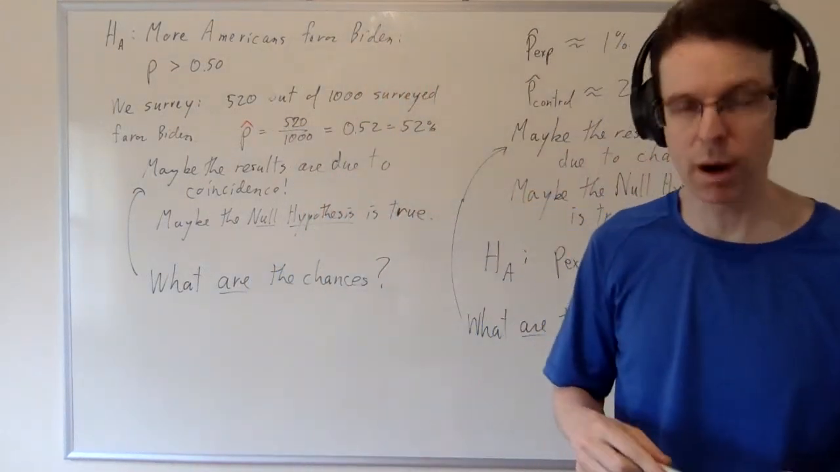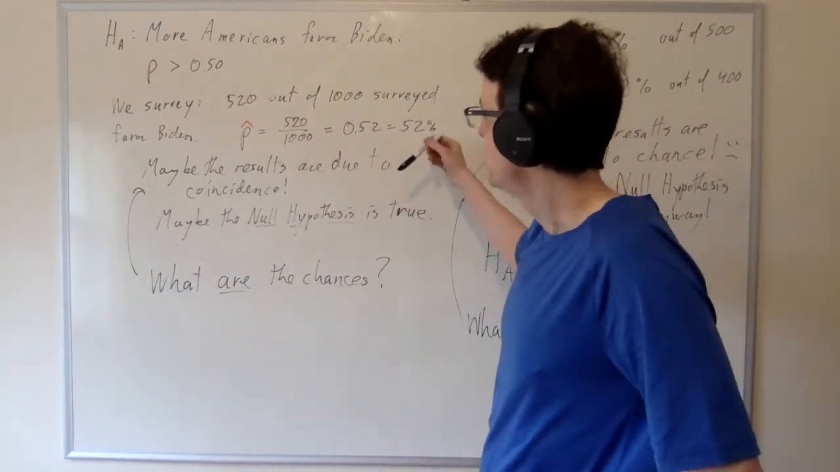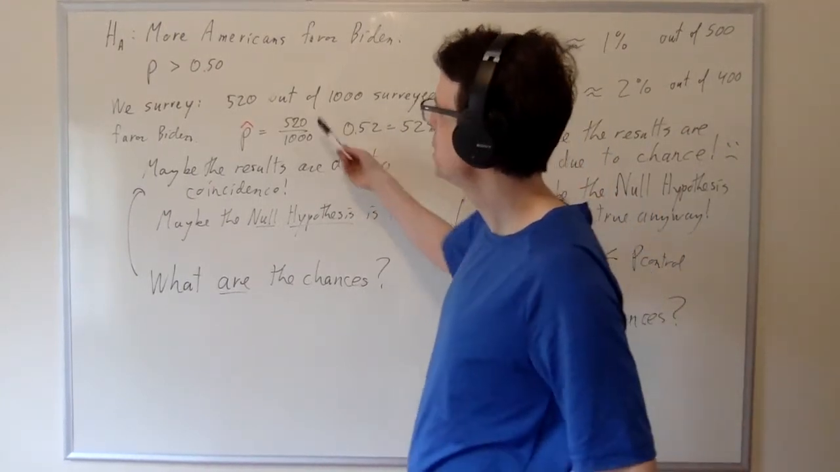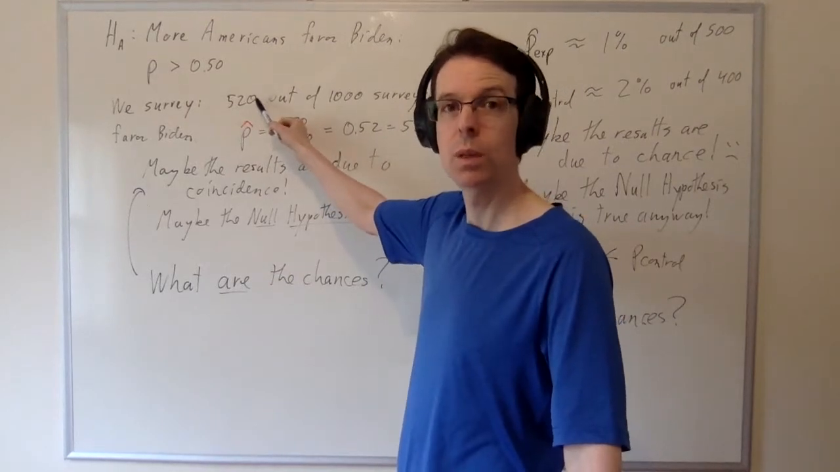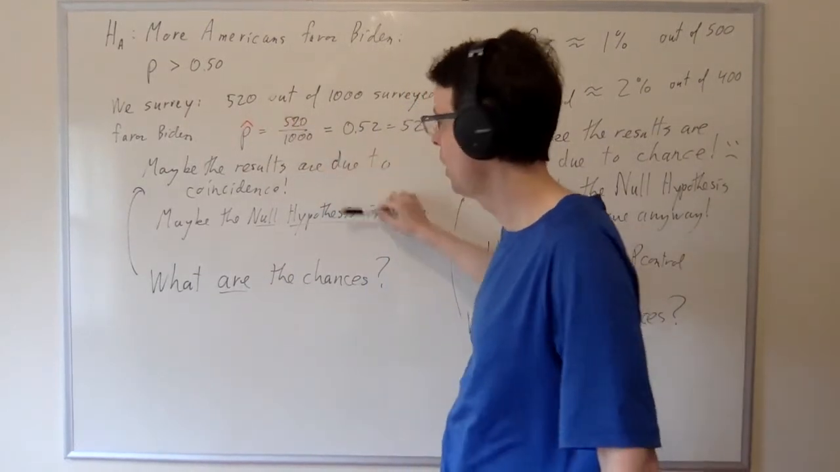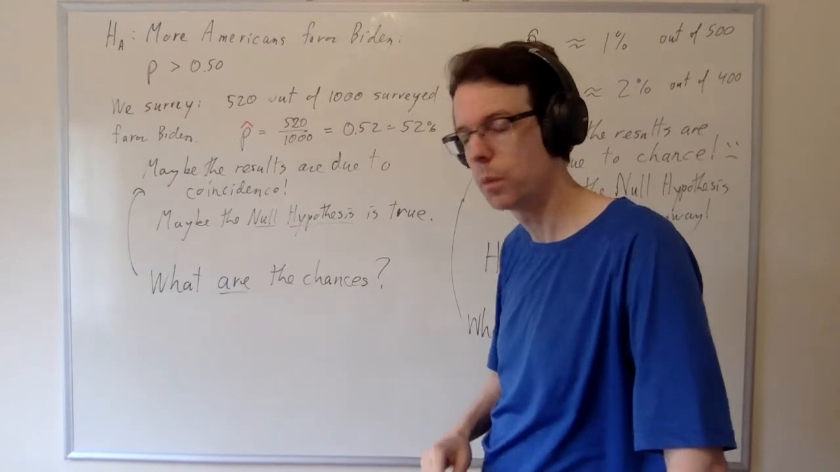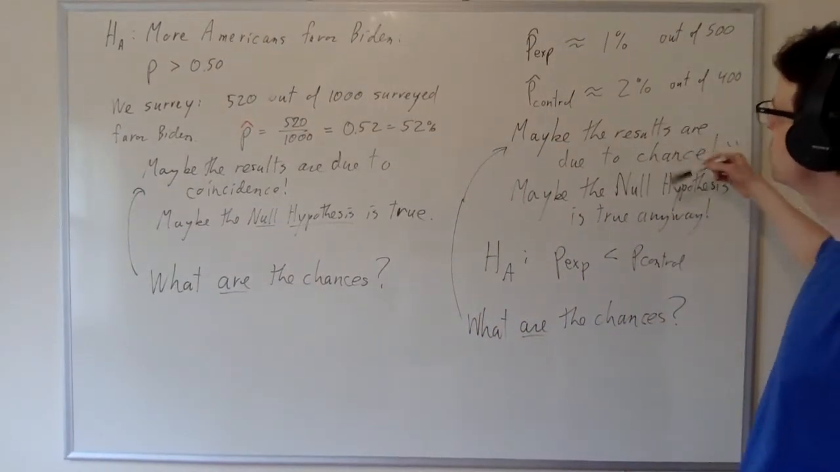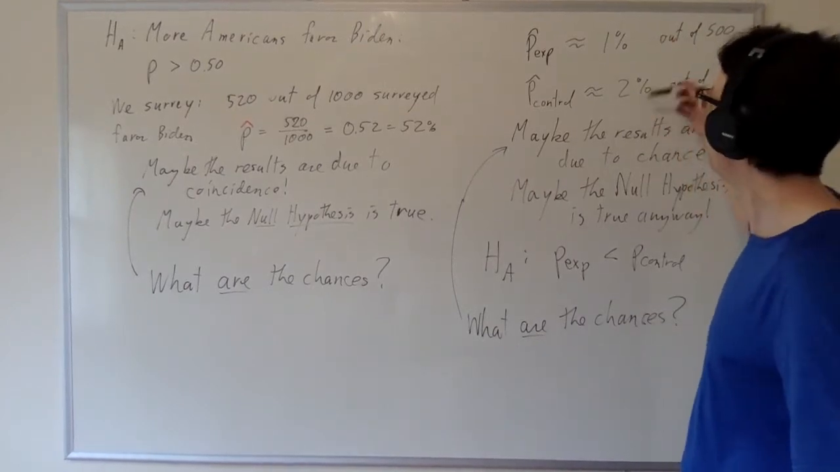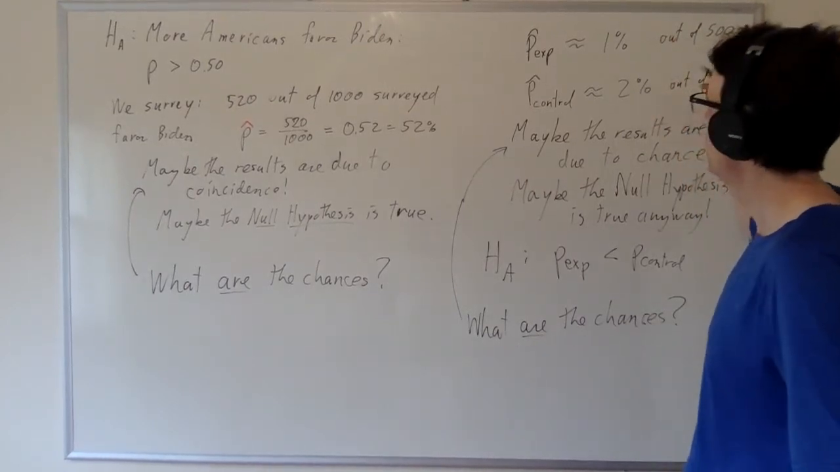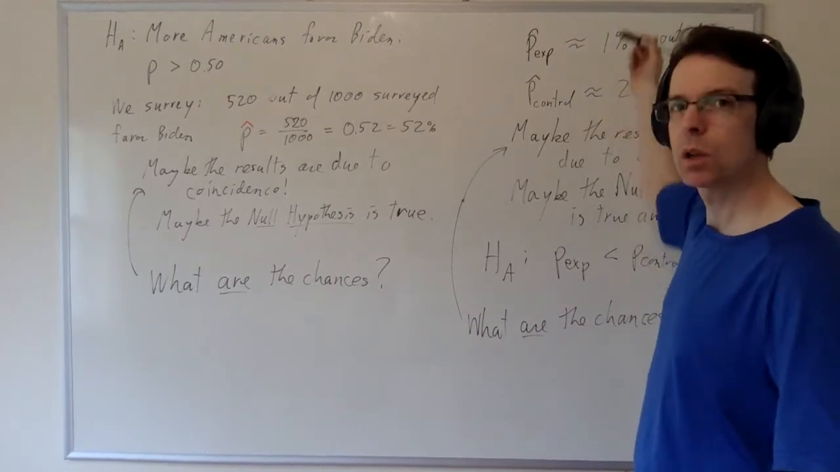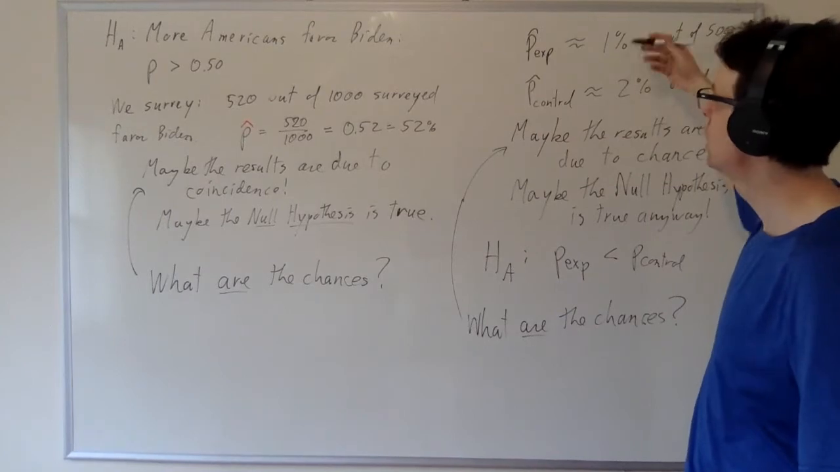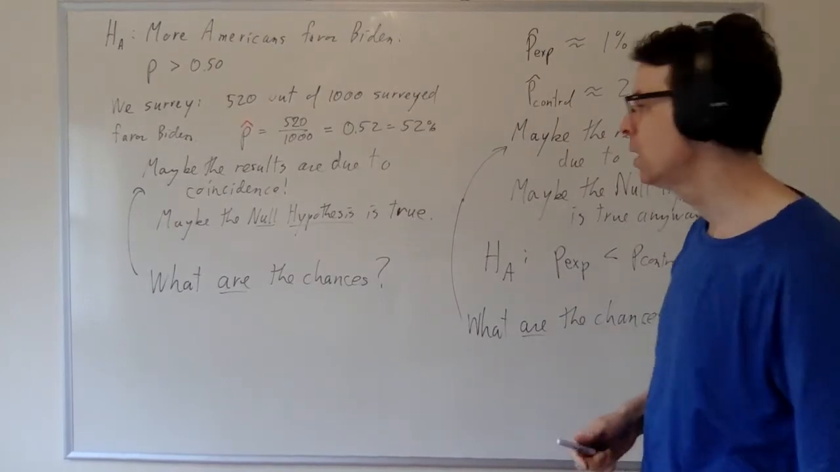In other words, what is the probability if exactly 50% of the Americans actually favor Biden? What is the probability of getting a result skewed like this in the scenario that the null hypothesis is actually true? In this example, if the null hypothesis were actually true and this drug were actually useless, and we did 500 and 400, what is the probability of getting results showing us this level of difference? What is the probability of getting something like this?